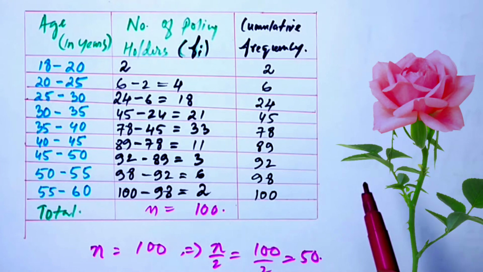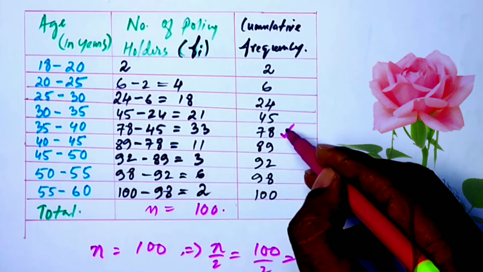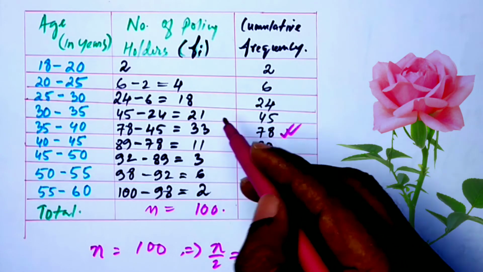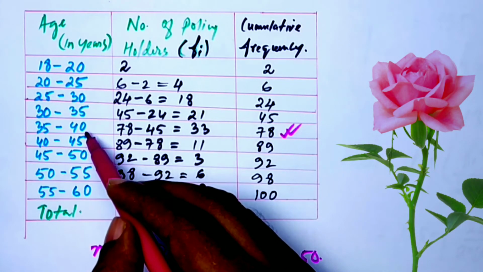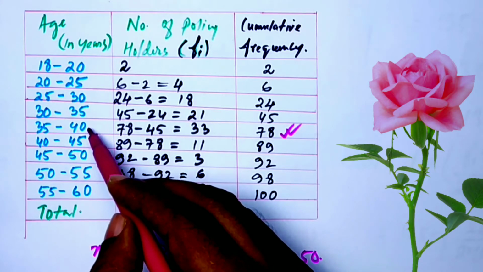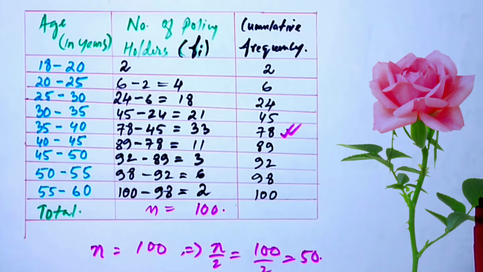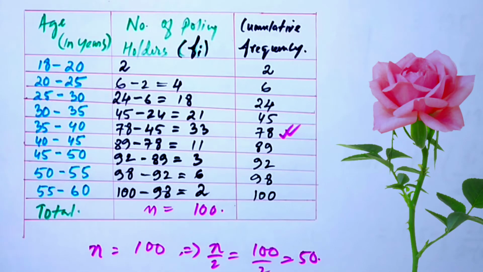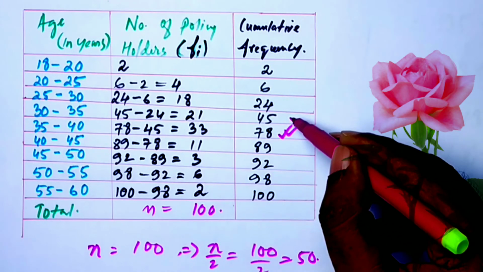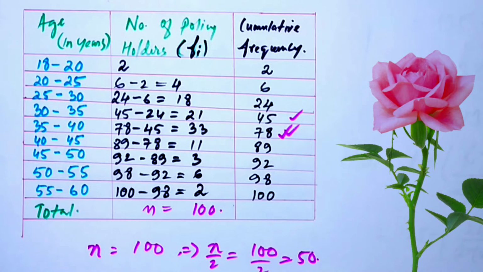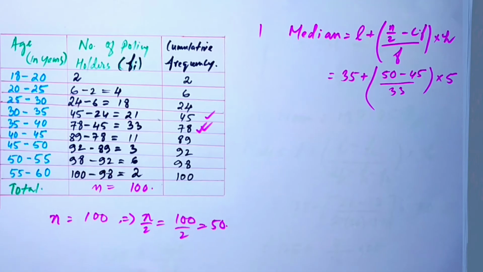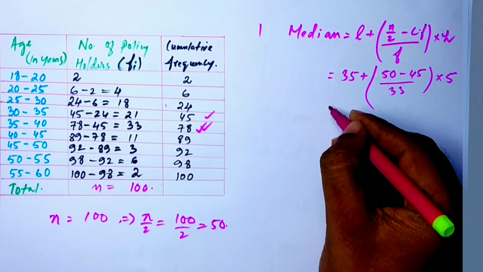Cumulative frequency just greater than 50 is 78, belonging to the interval 35 to 40. So this will be our median class. So lower limit is 35, class size is 40 minus 35, which is 5. Frequency of the median class is 33. Cumulative frequency of the class preceding the median class is 45. So let us substitute the values in the formula and calculate it. Here we have substituted the values. Let us calculate it.